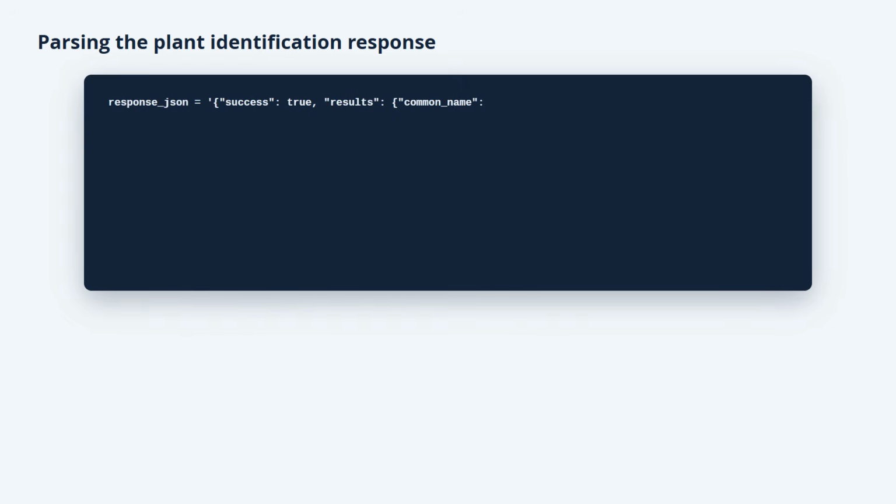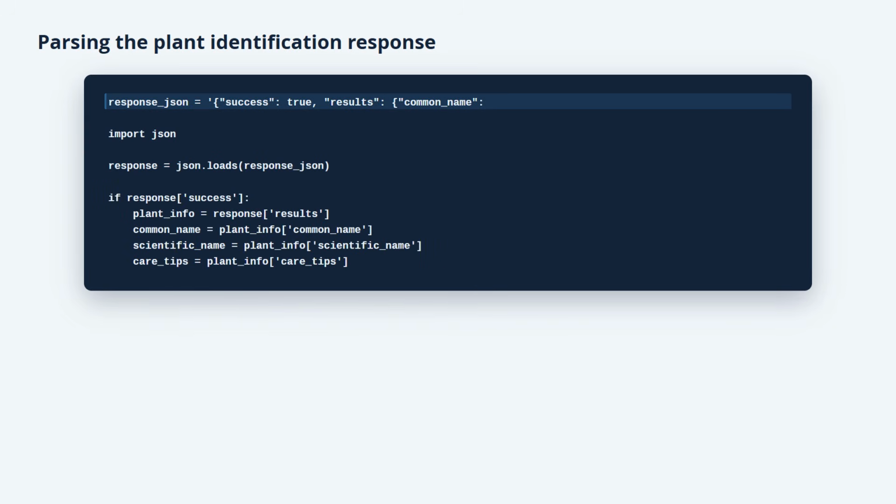Now that we've made our API call to the Google Gemini service and received a response, it's time to parse the data to extract useful information about the identified plant. First, we'll convert the JSON response into a Python dictionary using the json.loads method. This is crucial because it allows us to access the data in a structured way. Let's start by checking if our API call was successful. We can do this by looking for the success key in our response dictionary. If it's true, we'll dive deeper.